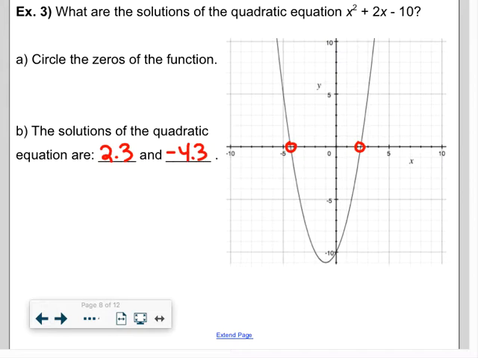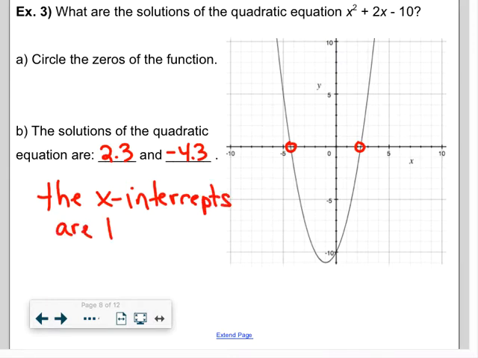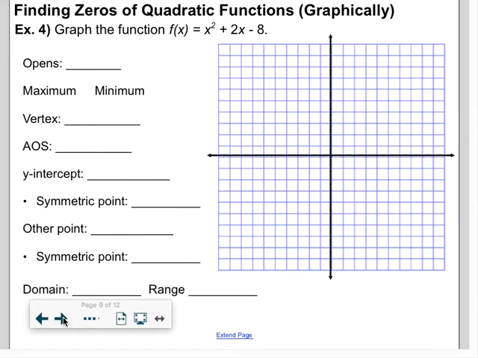I used a graphing calculator to get that. So here's the cool thing: the x-intercepts are the solutions, okay? The x-intercepts are the solutions. So let's look at example 4.